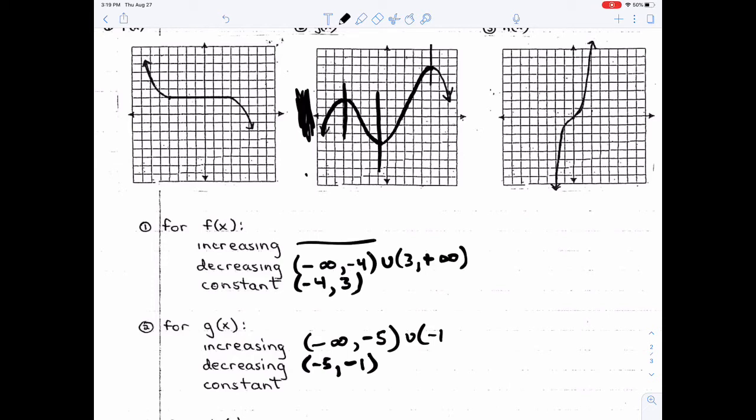To what x value? Positive 5. And then from 5 up, again, yes, the graph is going down, but your x values are going up. That's the hard part. You're finding the values of x where the graph, your y values are going up or down. Okay, and then there's no place where this thing's constant.